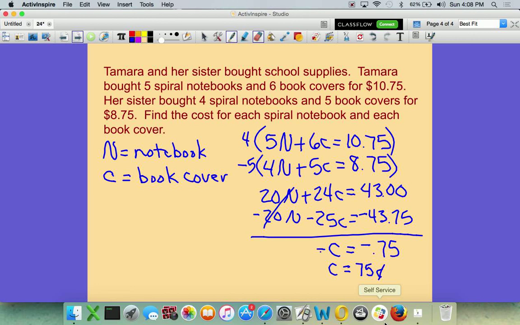From there, we can just do substitution. Throw this 75 cents in there. So we would take 6 times 0.75 to get 4.5. 10.75 minus 4.5 gives us 6.25. Divide that by 5. We get our notebooks to equal $1.25. All right, and you can throw both of those into the other equation too to see that that also works. Any questions, please let me know.